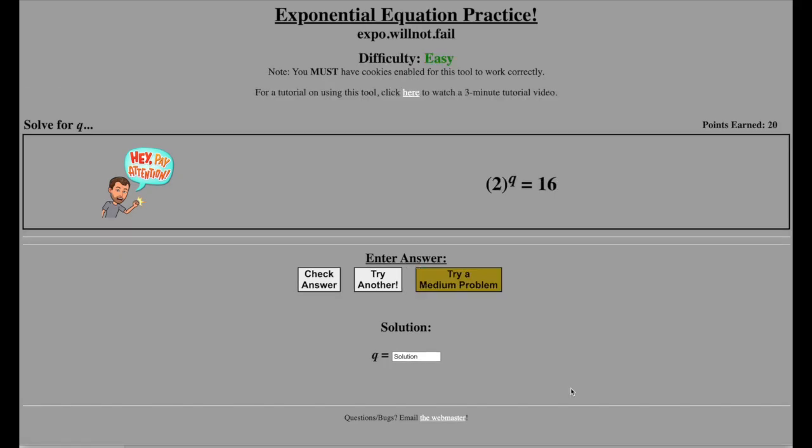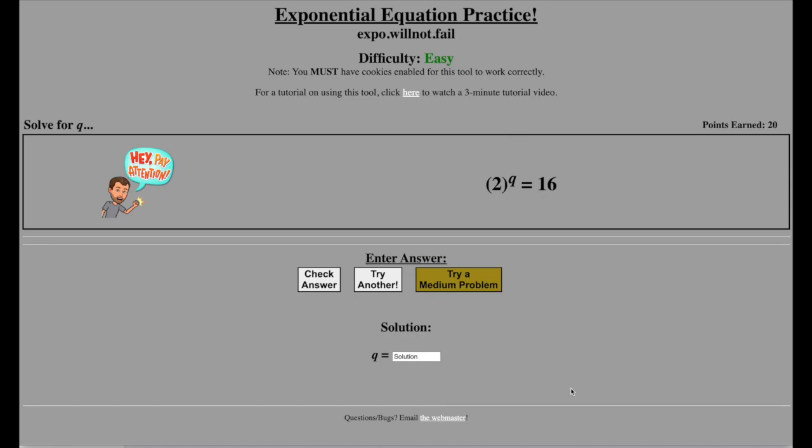All right, so the next feature of this website is that it will give you a little bit of feedback. So as you just saw, when you get a question correct, it will tell you that your question's correct. But what about when you get a question incorrect?